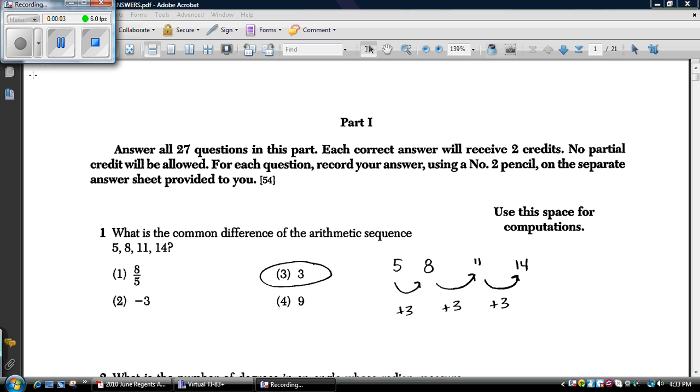All right, so hey everybody, I hope everybody's doing well. Getting excited for the Regents coming up next week.